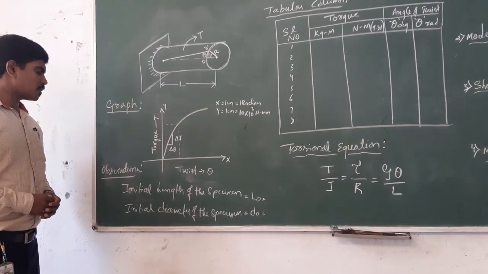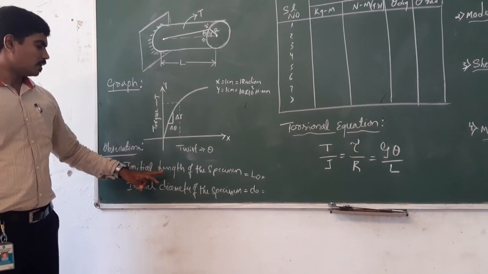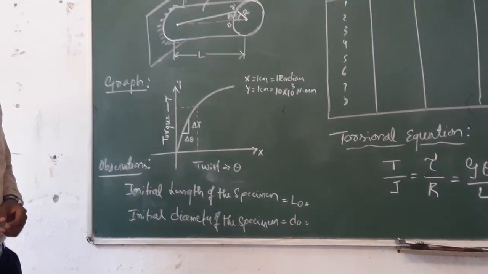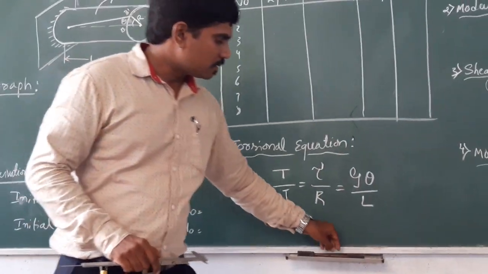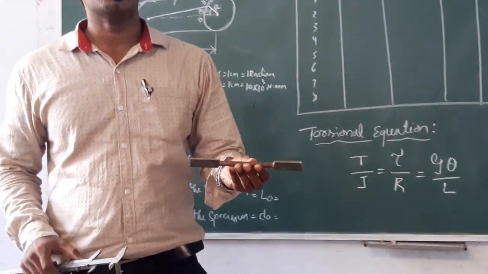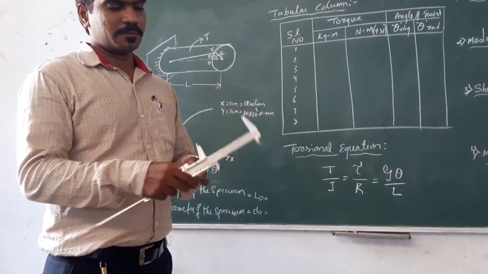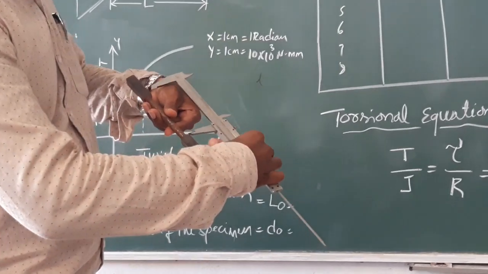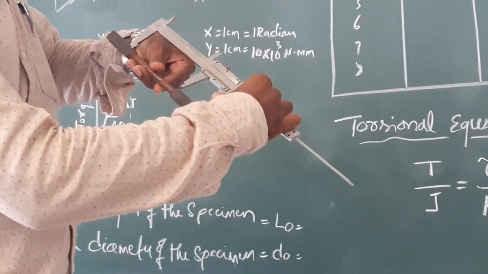First, the observation of this experiment is the initial length of the specimen that we have to find out. It is called L0. It is measured by using the vernier caliper, and this is the standard specimen we are using. We have to find out the length of the specimen first, by using the vernier caliper.